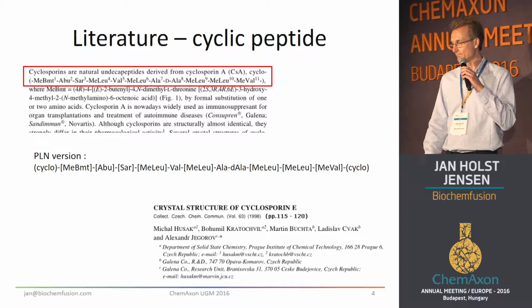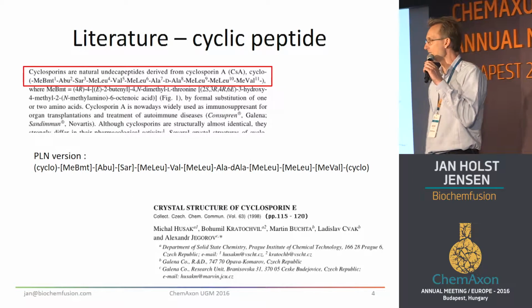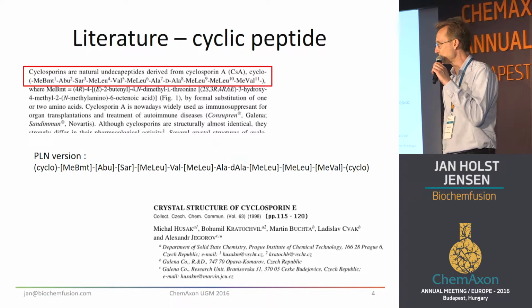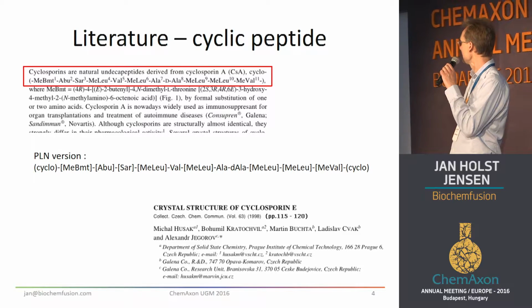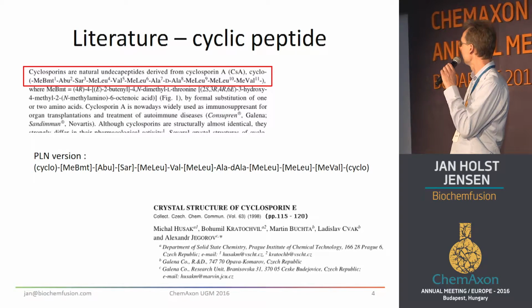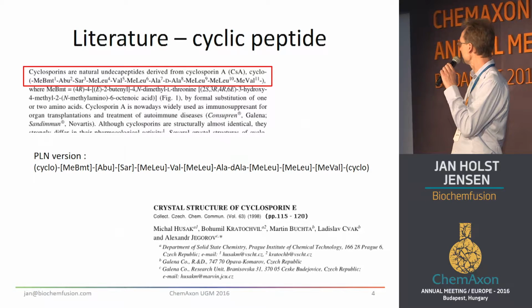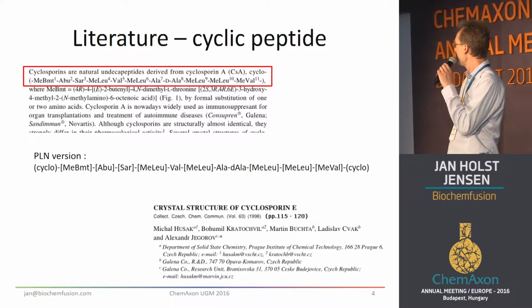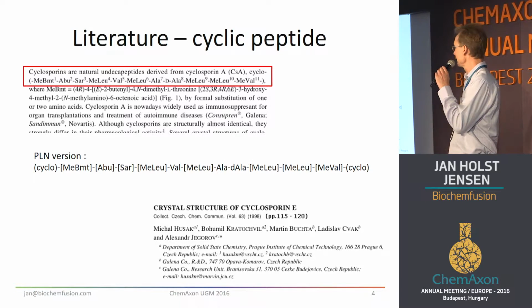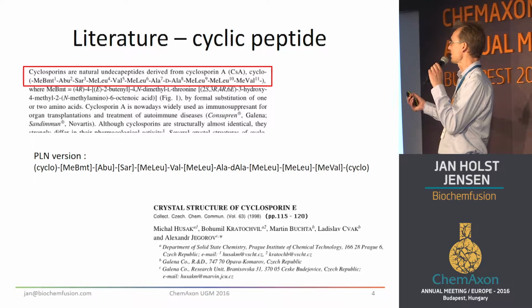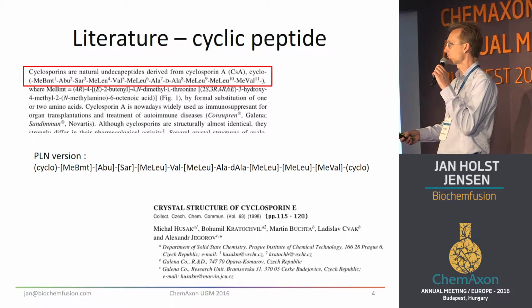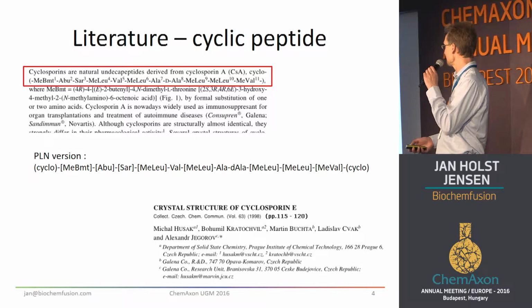Another example, you go and find a heavily modified cyclic peptide in literature. This red square is the notation directly used in the article. And the PLN version is not that different. So there's a very natural translation from what you find in literature to what Protax understands.